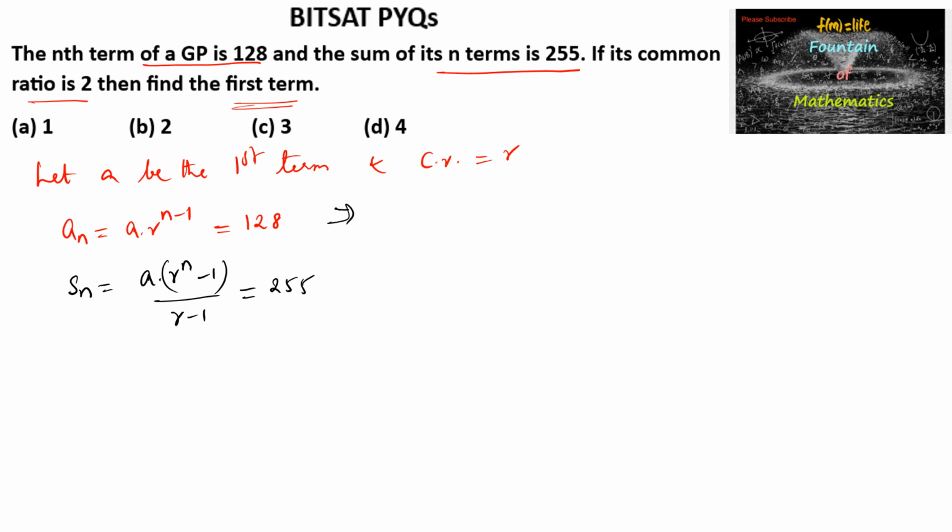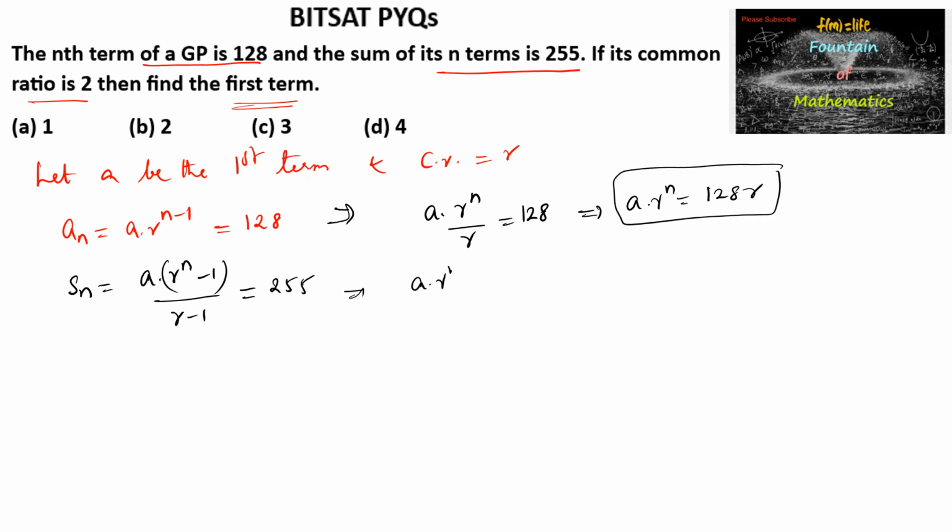So we can write here A into R power n upon R is equal to 128, or A into R power n is equal to 128 times R. Let us substitute here: (A into R power n minus A) upon (R minus 1) is equal to 255. So we can write (128 times R minus A) upon (R minus 1) is equal to 255.